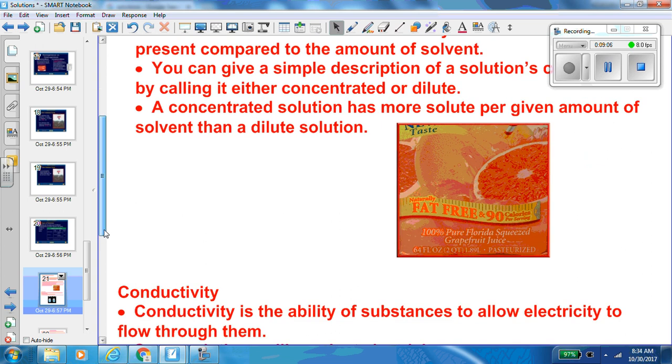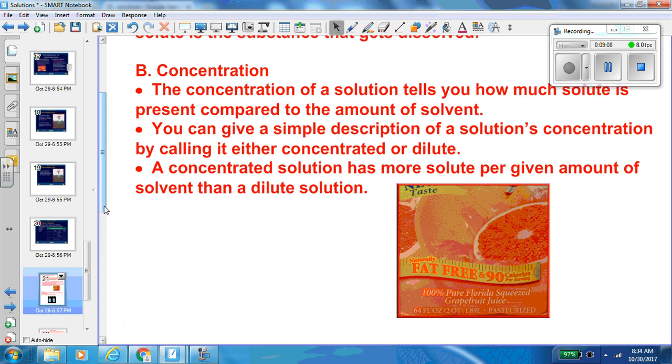So when you think about concentration, let's just think about using the words concentrated or dilute. And the more concentrated something is, that means it's going to have more solute in it per given amount of solvent.